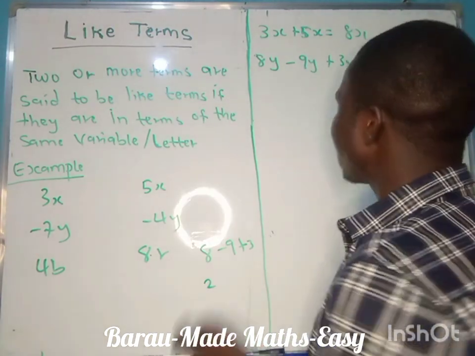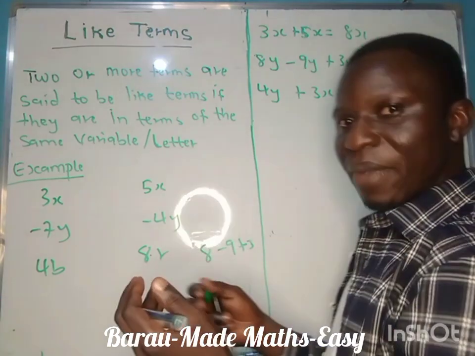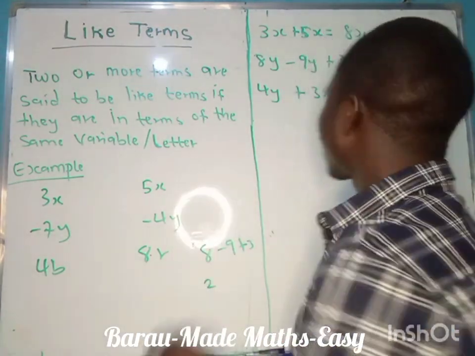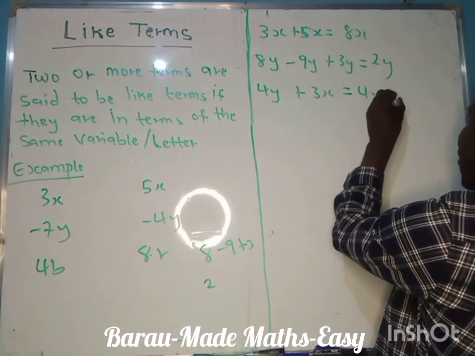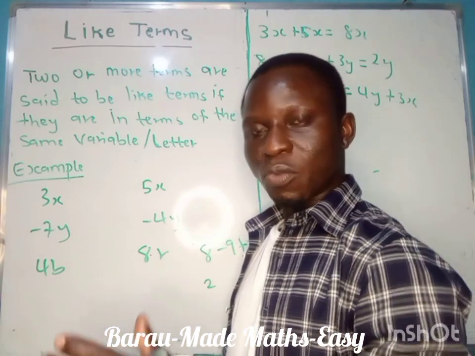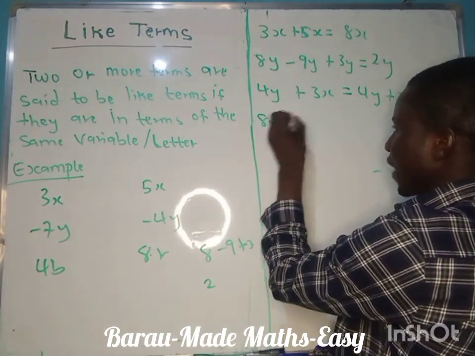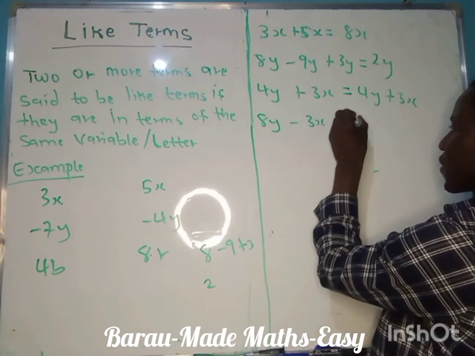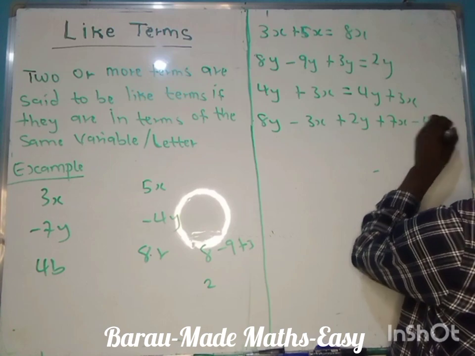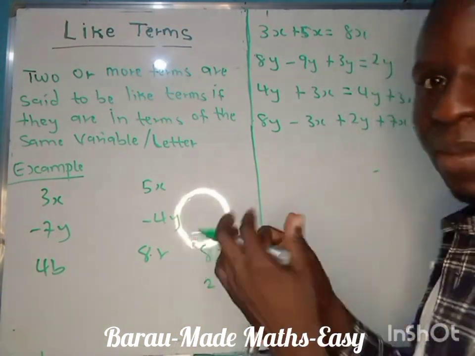But in a situation whereby we have terms like 4y and 3x, we cannot combine these two terms to have a single term because the terms are not alike. So the answer will still be 4y plus 3x. Sometimes we have several terms whereby some groups of terms are alike. Example, when we have 8y minus 3x plus 2y plus 7x minus 5y. Here we have 1, 2, 3, 4, 5 terms together.